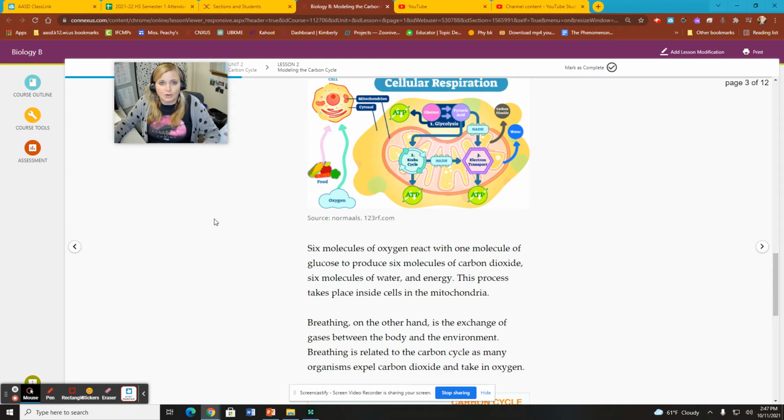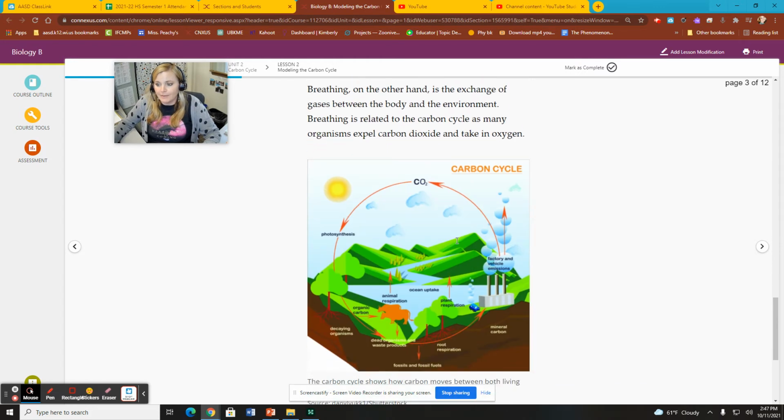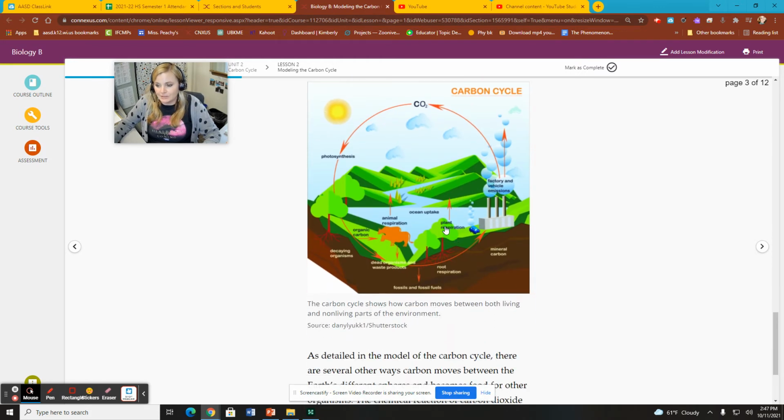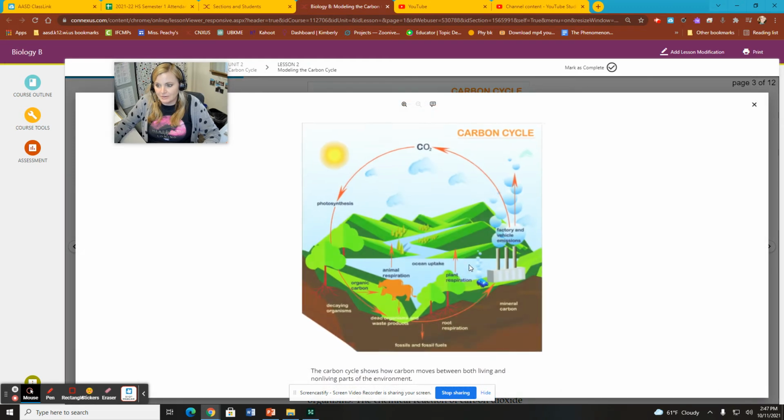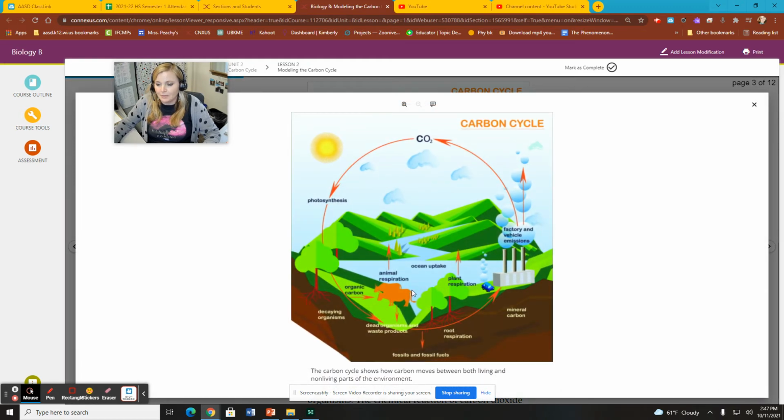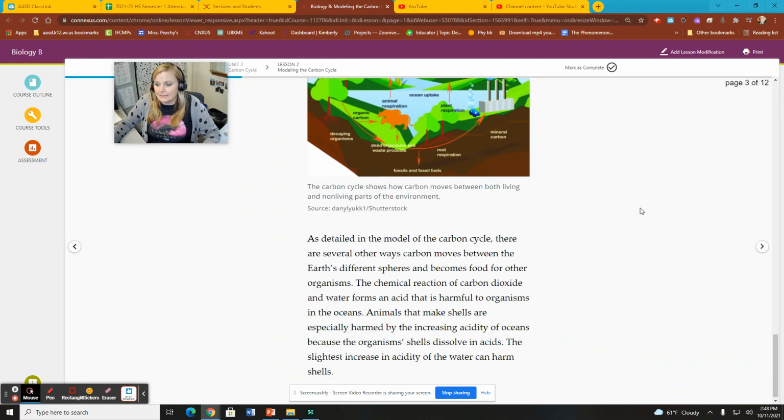So you take that sugar, you break it down, and combined with oxygen, you're able to then manufacture adenosine triphosphate, ATP. As a waste product from that, we get carbon dioxide. So through plant respiration right here, you can see that right there. Through animal respiration, we release carbon dioxide back into the atmosphere.